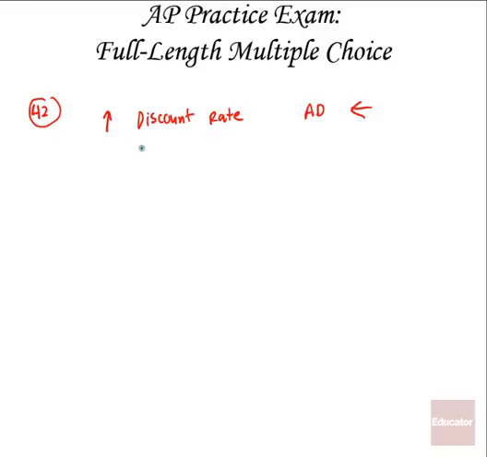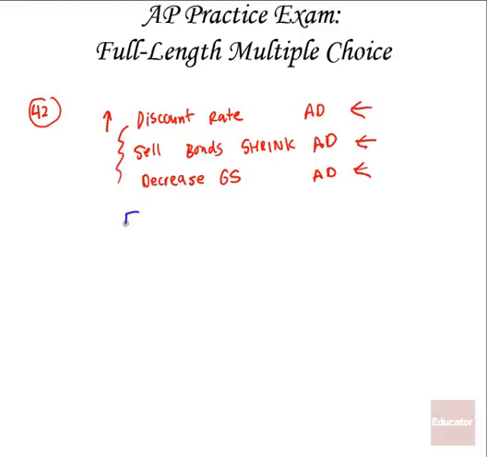Selling bonds, so sell bonds. Again, the mnemonic would be shrink. Shrink will sell bonds, and that will also shift the aggregate demand to the left here. Buying bonds will bloat it and therefore shift the aggregate demand to the right. And again, decrease government spending. So that will also shift the aggregate demand to the left. So the answer is E. E has the combination of these three here. Raise the discount rate, sell bonds, and decrease government spending. And that's going to result in a decrease in aggregate demand.